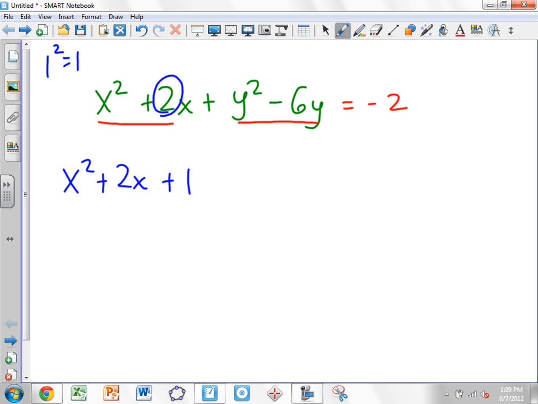Okay, now if you add a 1 to this side of the equation, you've got to do it over here. So right now on this side we have this. Then you do the same thing to the y's. You take half of b. What's half of b in this case? Good. And then square negative 3? 9. Good. So we have plus y squared minus 6y plus 9. If I add 9 over here, we've got to add 9 over here.